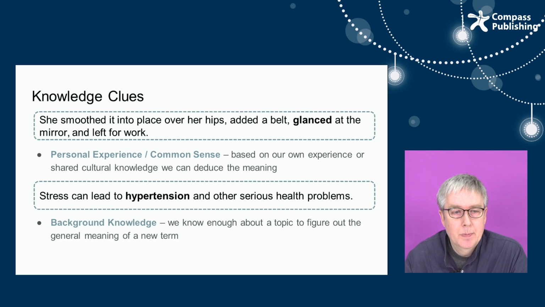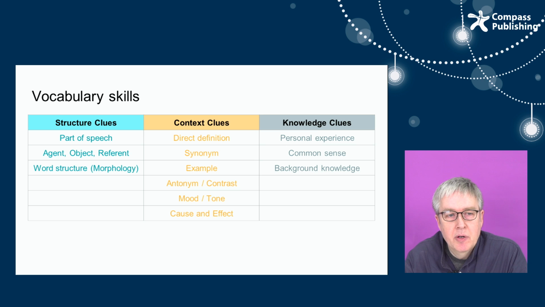So we have these three kinds of vocabulary skills that we should find opportunities to expose our students to. Structure clues: the parts of speech, agent, object, referent, also the morphology of the word. Context clues like direct definition, synonym, example, antonym or contrast, the mood or the tone of the passage, cause and effect relationships. And knowledge clues, things from our own personal experience, common sense, or background knowledge.